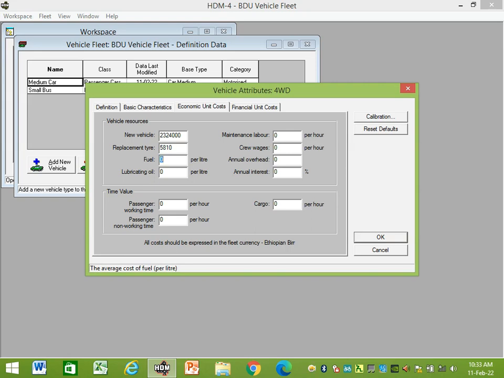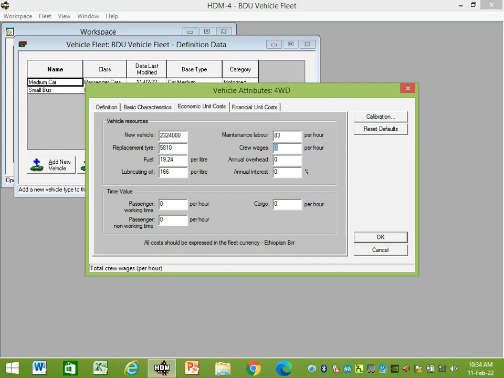Fuel is petrol. Most of them consume petrol now. 19.24. Lubricating oil 166. Labor, maintenance labor, economic is 83.